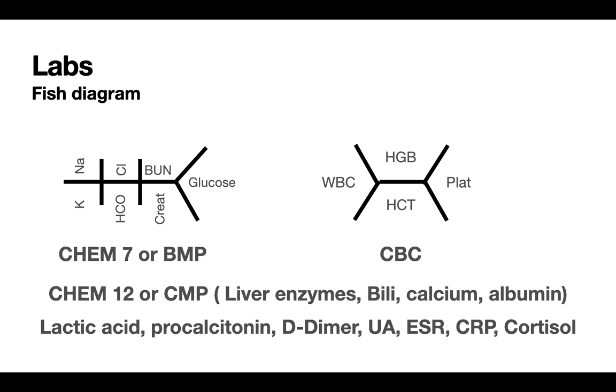So on the fish diagram, we have the Chem7 on the left and the CBC on the right. The Chem7 is also known as the BMP, or basic metabolic profile, and the Chem12 is known as the CMP, or complete metabolic profile, and includes liver enzymes, bilirubin, calcium, albumin.